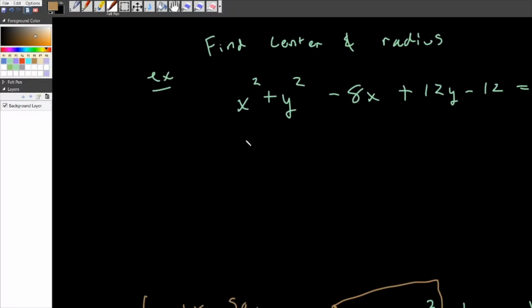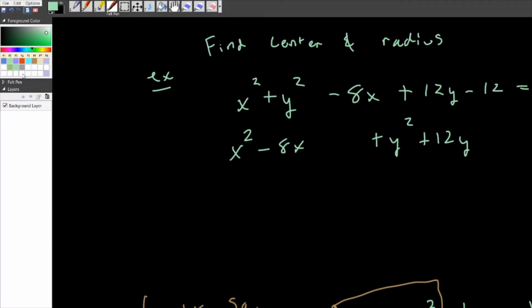So we want to complete the square on the x's. Let me rearrange this. I have x squared, and I'm going to put the x's together because they belong together. They're good friends. I'm going to put the y's together. Also excellent friends. And then I'll move that over, so negative 12 became positive 12 on the other side.